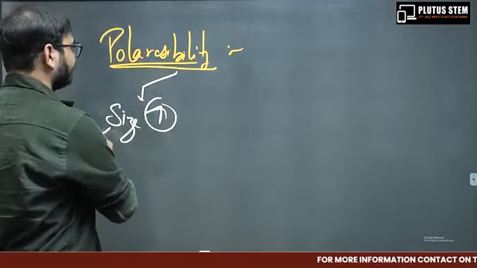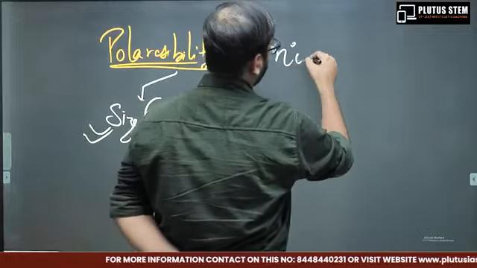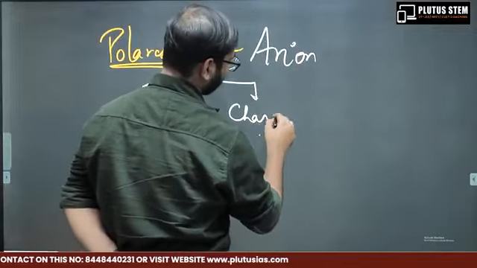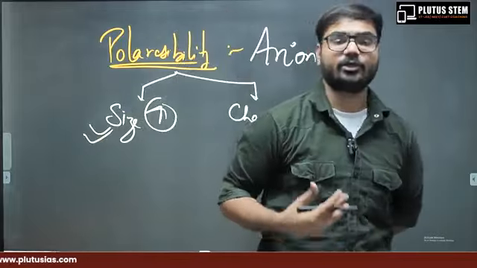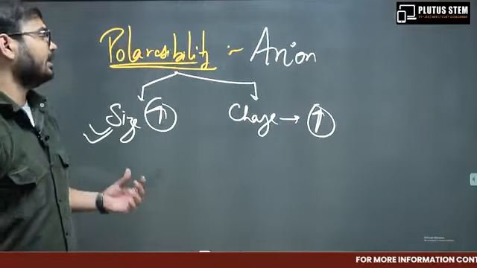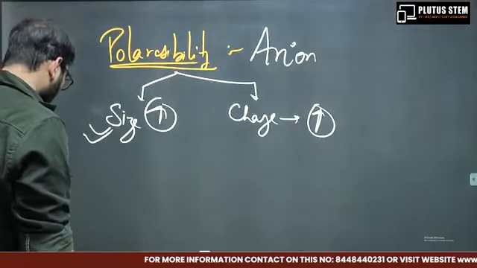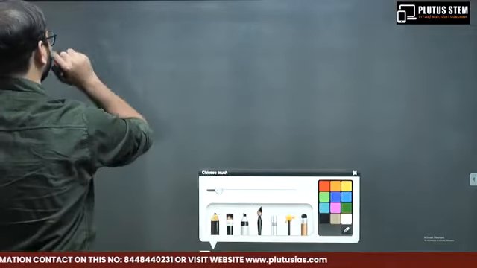So a higher charge favors high polarizability in the case of anions. And then charge: higher charge means high electronic repulsions. High electronic repulsions means large size. Large size means easy distortion of the electron cloud. So using these two properties, now let's try some examples and try to explain the phenomena.